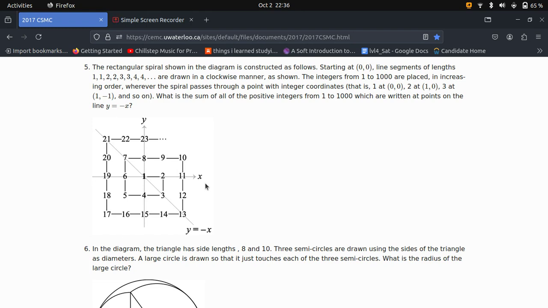So what is the sum of the positive integers from 1 to 1000 which are written at points on the line y equals negative x, as they've shown in the diagram here. So let's solve this question.